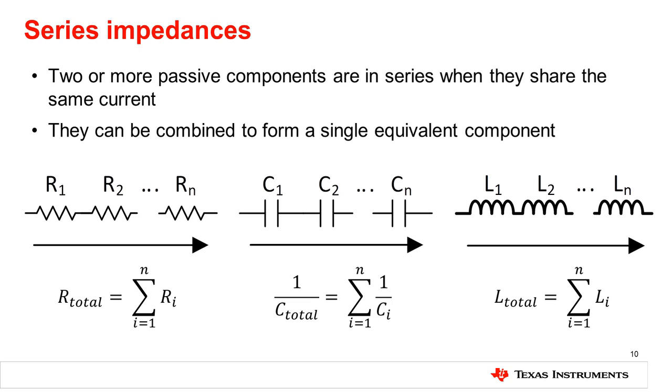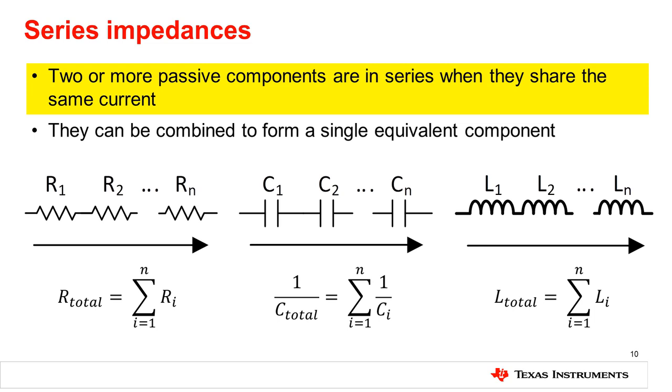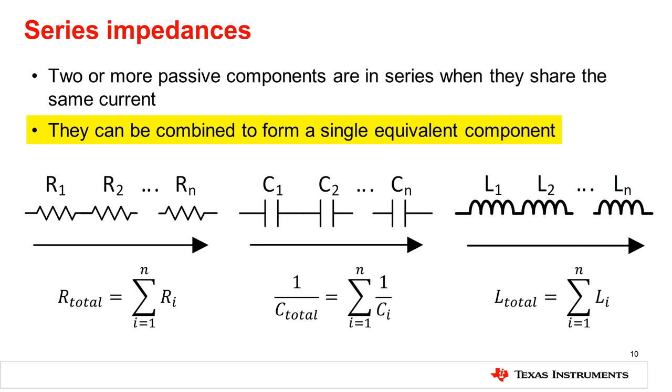In closing, let's consider two of the most common passive component arrangements: series impedances and parallel impedances. Two or more components are considered to be in series when they share the same current. With discrete components, this can be done intentionally. The circuit designer may choose to do this to minimize the power being consumed by each component. Series impedances may also occur parasitically. Regardless of how they occur, they can be simplified to a single equivalent component to facilitate calculations.